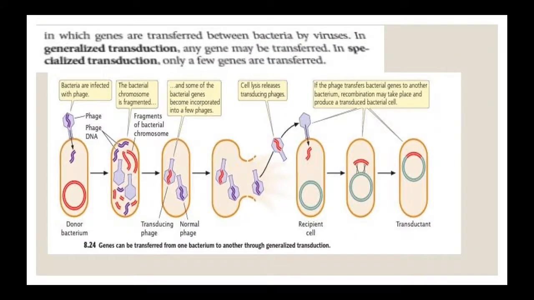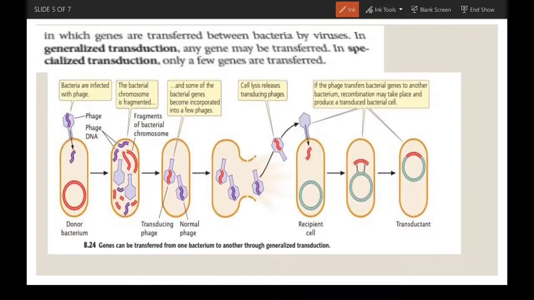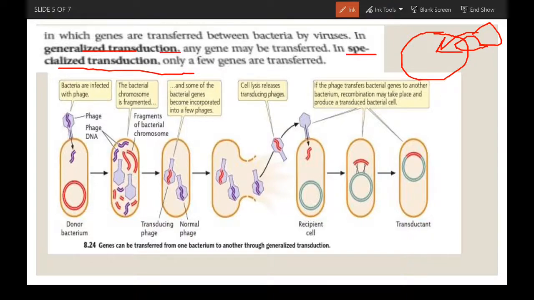Now, this video is about transduction. Transduction is the process in which a bacterial chromosome is transferred into another bacterium via a phage. So a virus transfers a bacterial genome to another bacterium, and that is transduction. There are two types of transduction, generalized transduction and specialized transduction. In generalized transduction, any gene may be transferred, but in specialized transduction, only a few genes are transferred.